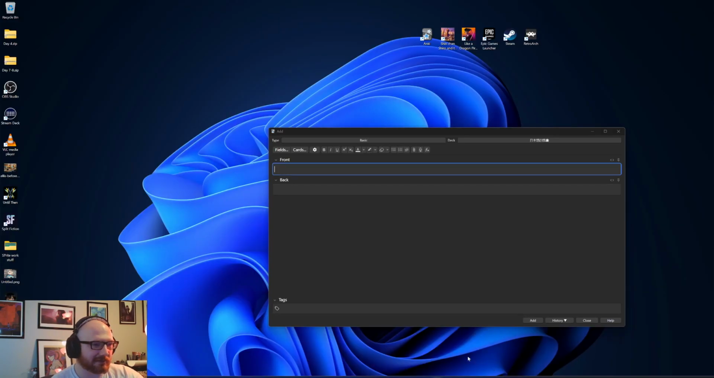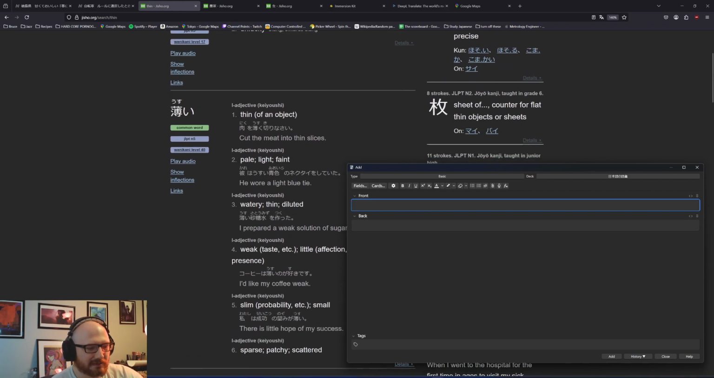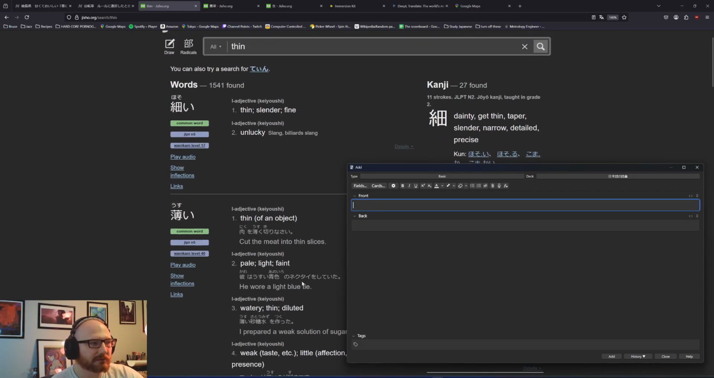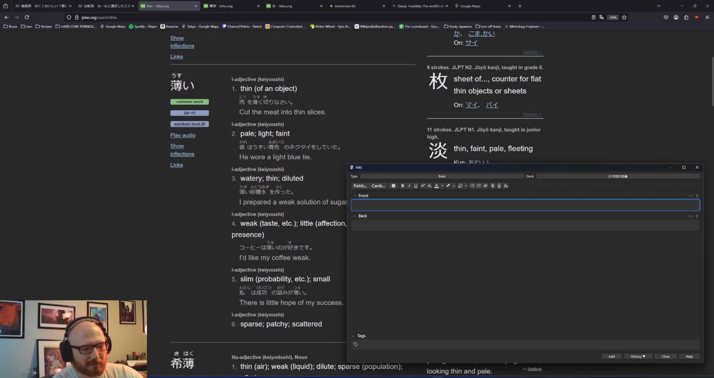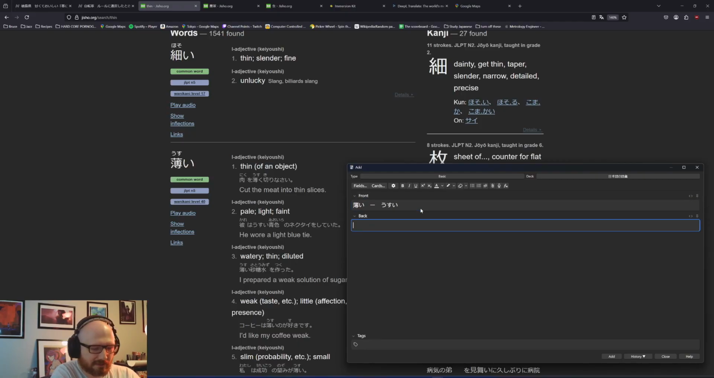We got another one. Now it's the "thin" of an object, or pale, faint. So this is okay. I like how we have hosoi: thin, slender, fine, can mean unlucky. And then usui: thin, pale, light, faint, watery, diluted, weak, little, slim, small, sparse, patchy, scattered. Yeah, it could be translated as any of those. Well, context, of course, but usui. It's crazy when you find a word that's just like, yeah, how have you not heard this? Usui. Okay.